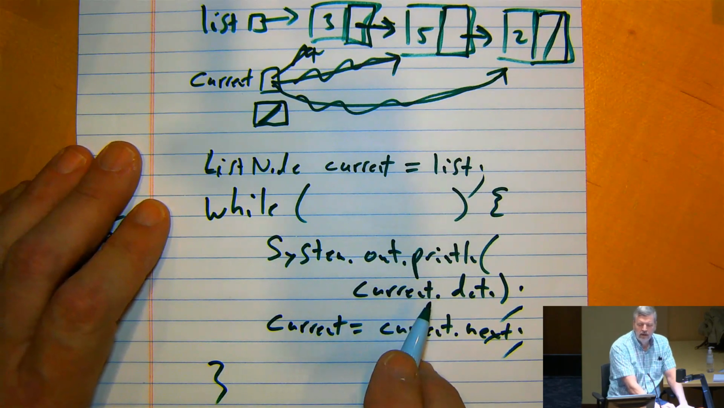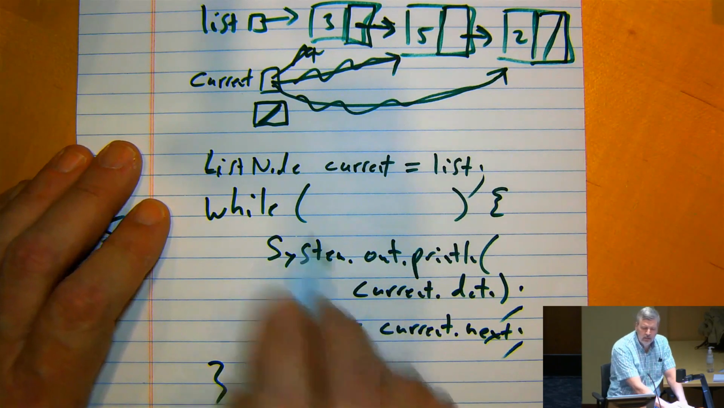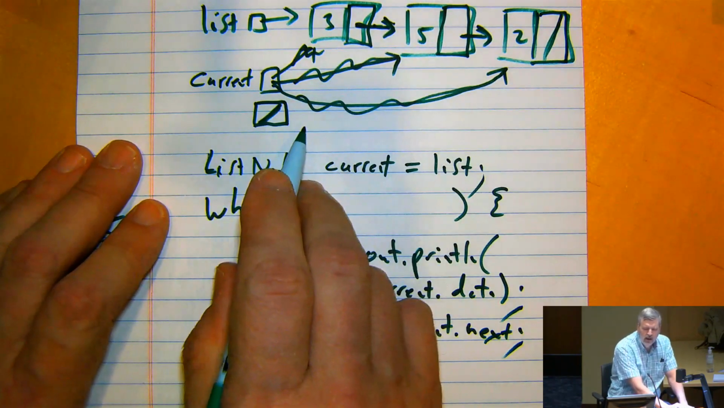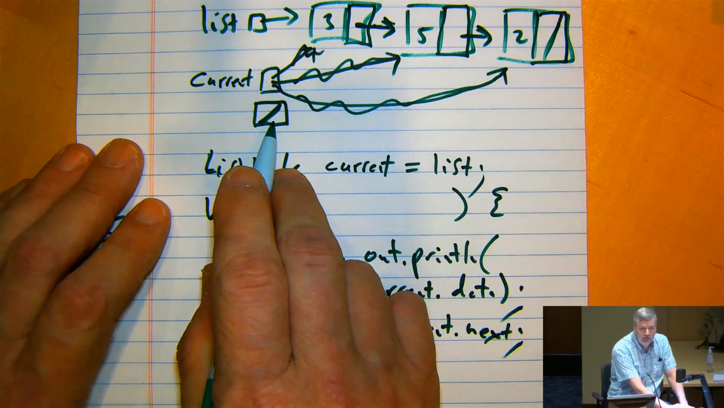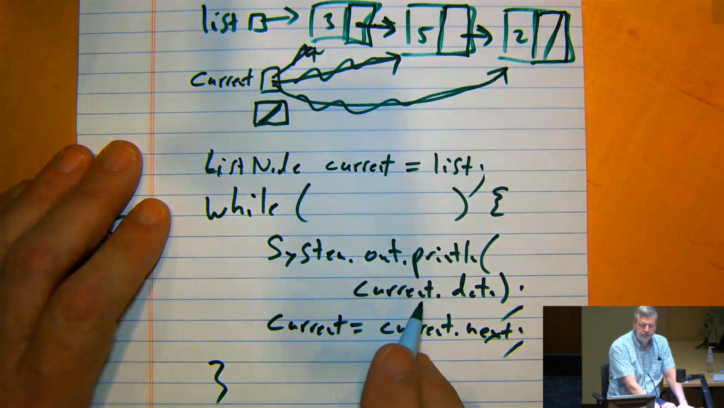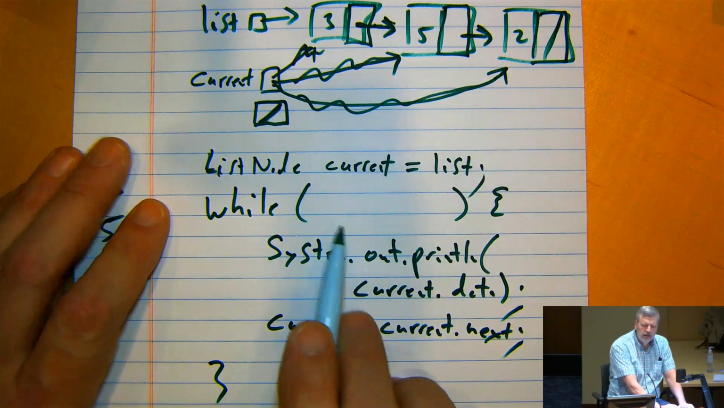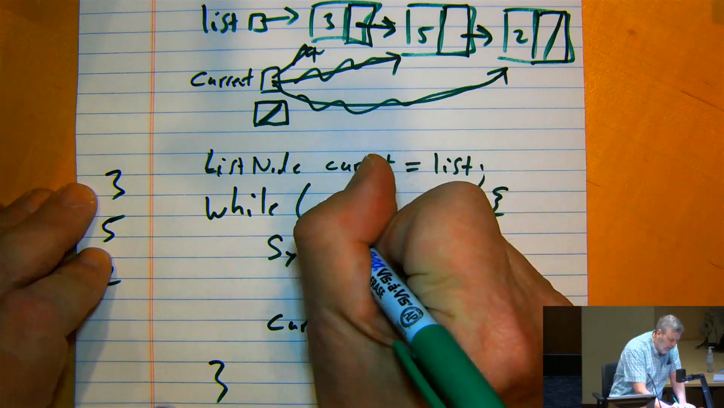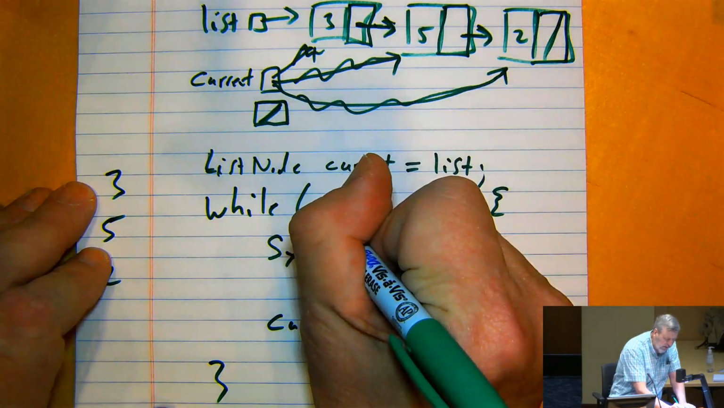So that would be an error, to try to dereference null, because null means no object. So there's no reference to follow. It would be like placing a phone call when there's no phone number. So it's an error. You're not allowed to do that. So that should suggest to you then what we want our test to be, that we basically don't want to execute when that becomes true.